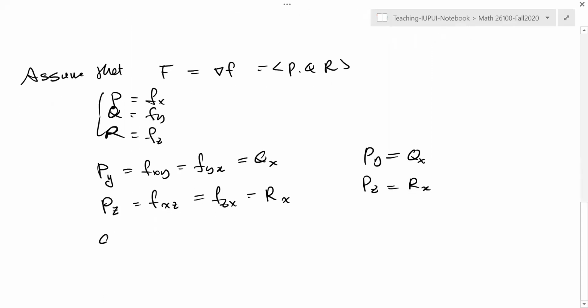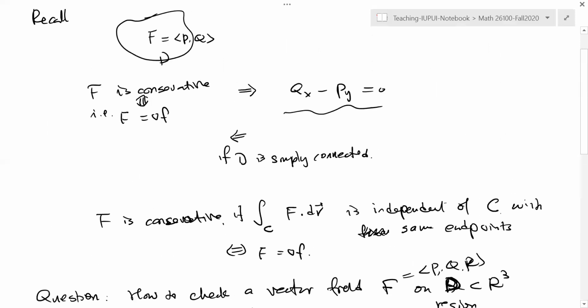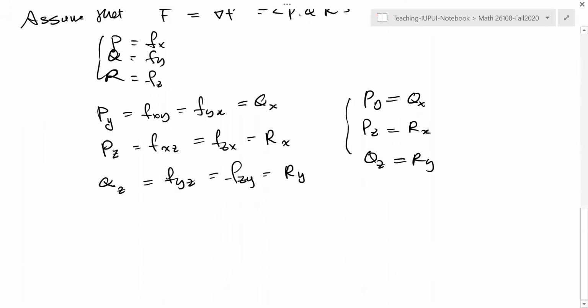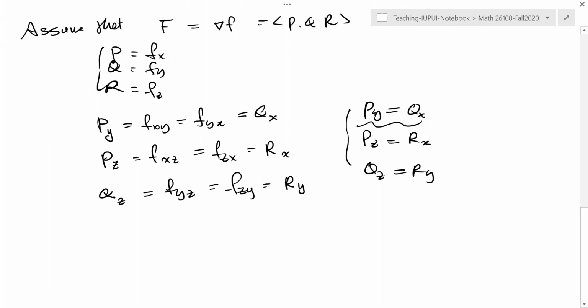Then I have to use Q. I already have Qx. Now Qz is fyz, then fzy. Fzy is Ry. So I have Qz equals Ry. So you have three equations instead of one. In dimension 2, you only have one equation. This equation is really similar to that one, but we have two additional equations because these involve z. Now, how do we say in one word that those three equations hold?